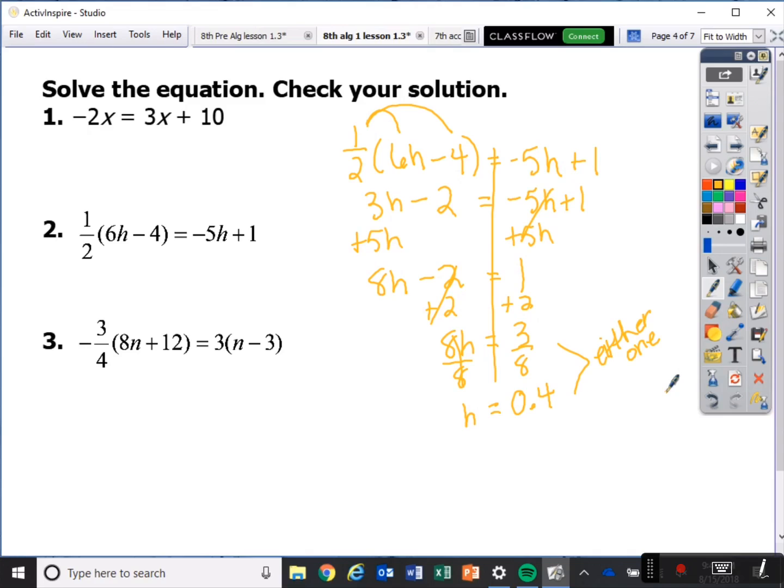But look, what's negative 3 times 8? Negative 24. And what's negative 24 divided by 4? Negative 6. Or with the fraction, cross reduce: negative 3 times 2, I got negative 6. Either way you're going to get it right.